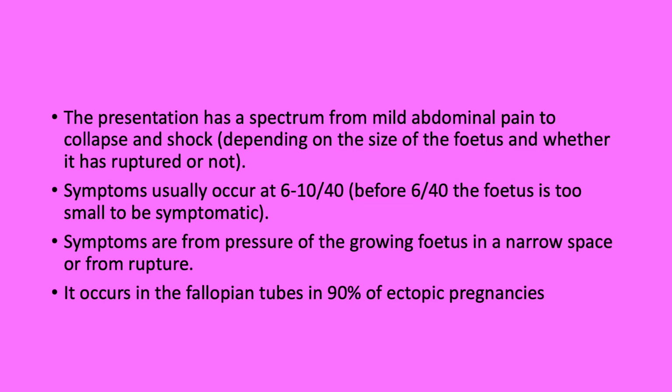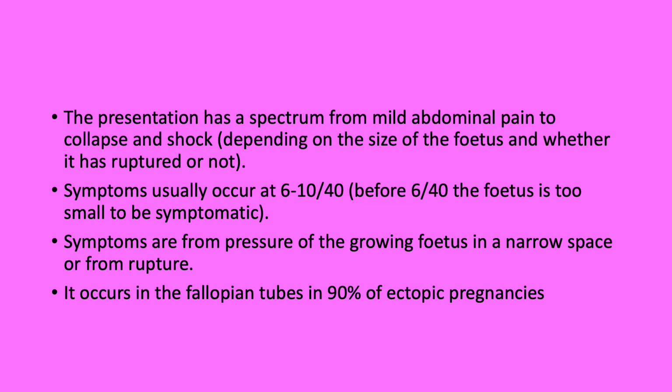Symptoms usually occur after 6 weeks of pregnancy. So 6 over 40, remember 40 refers to the 40 weeks gestation of a normal pregnancy. So symptoms usually start around 6 weeks. Prior to 6 weeks, the fetus is usually too small to really be causing problems. Although you can get women who present with quite mild pain at that point in time, or sort of 5, 5.5 weeks pregnant. That does happen, but generally speaking, you're looking at later on in the pregnancy.